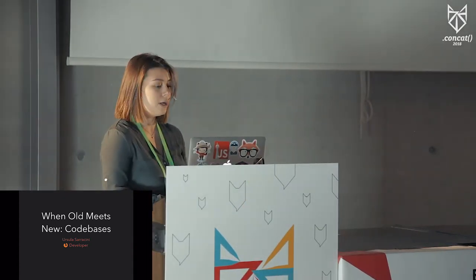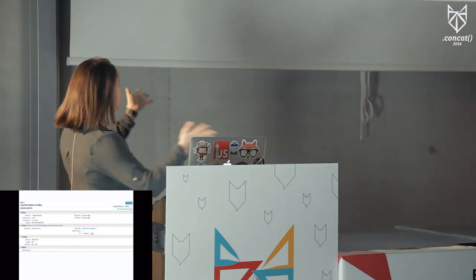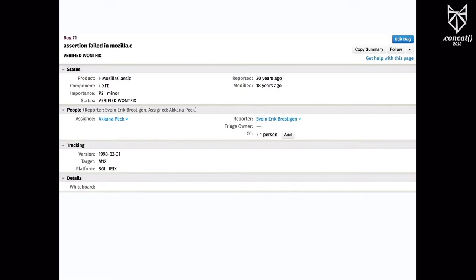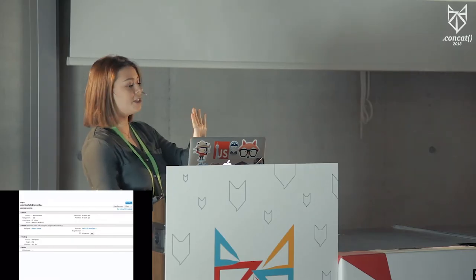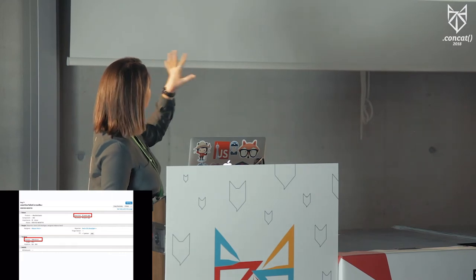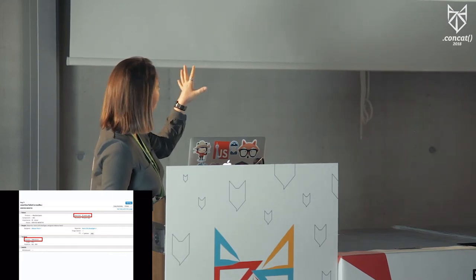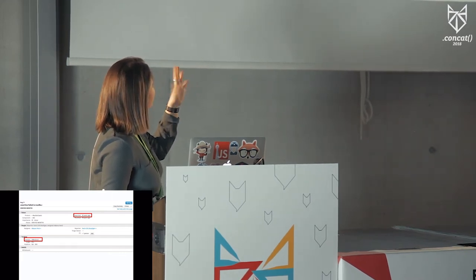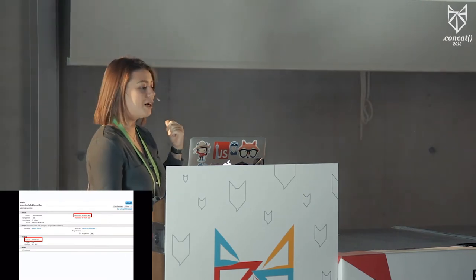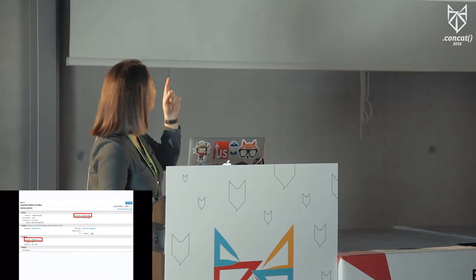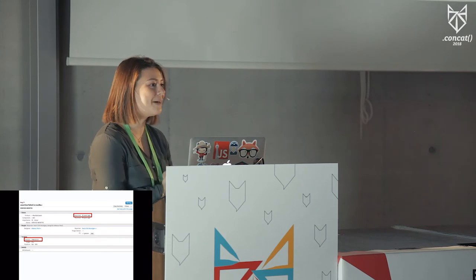So I want to open up with this, and this is a screenshot of something called Bugzilla, and it's how we track all of our bugs at Mozilla. And I want to draw your attention specifically to these two areas here. So you can see this is a very old bug, 20 years old. This was before it was called Firefox, right? We called it Mozilla Classic back then.